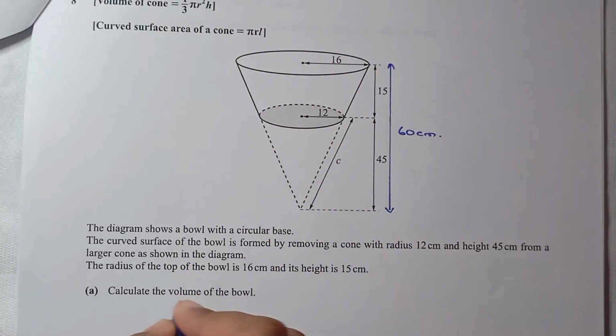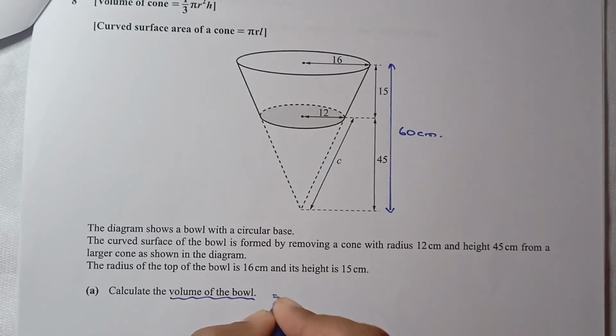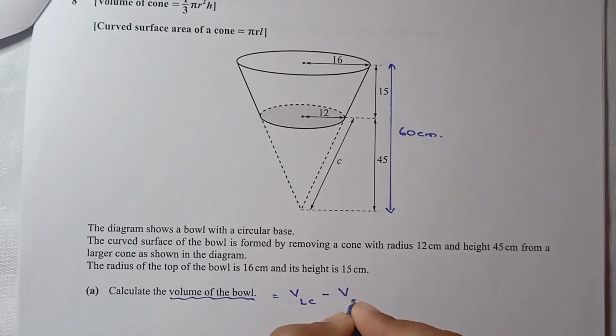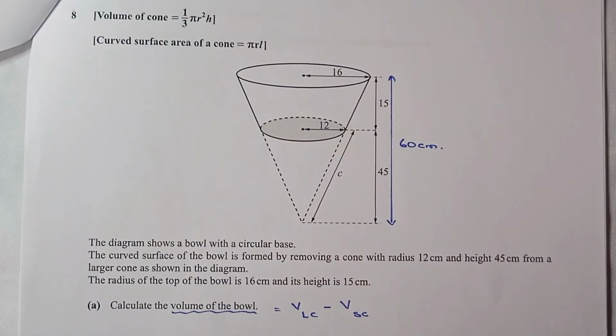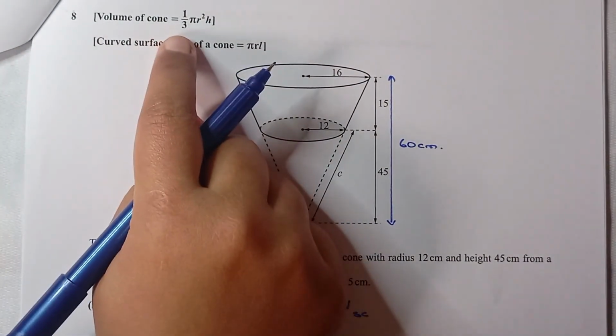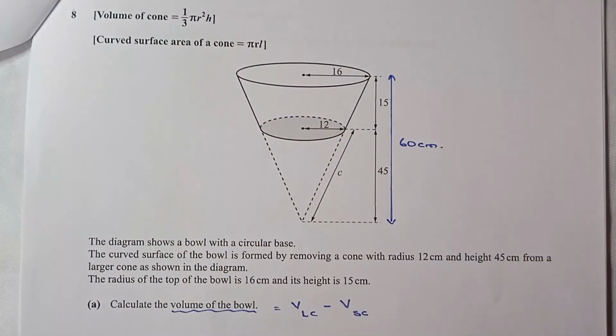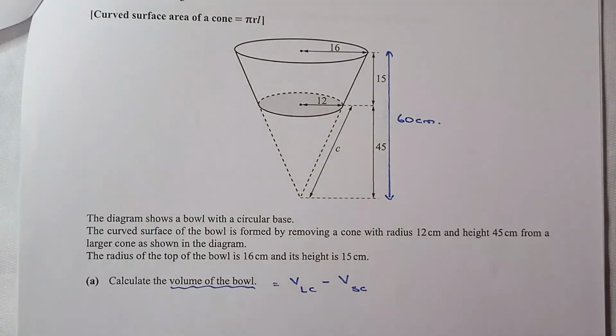So the volume of a bowl is equal to the volume of the larger cone subtract the volume of the smaller cone, right? This would be the larger cone, and we are given the formula that the volume of a cone is 1 by 3 pi r square h, right? So just substitute the formula.